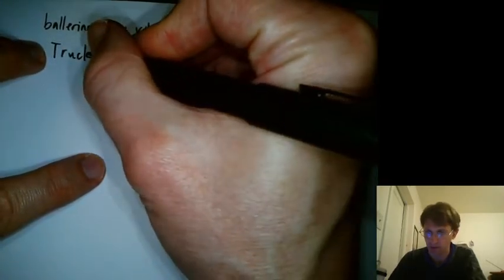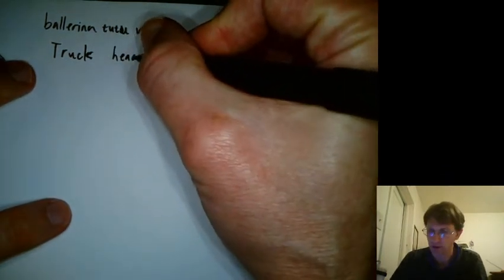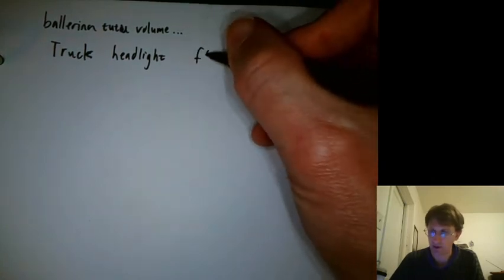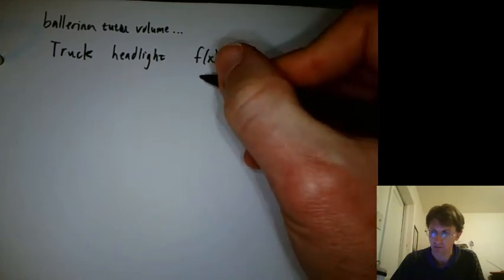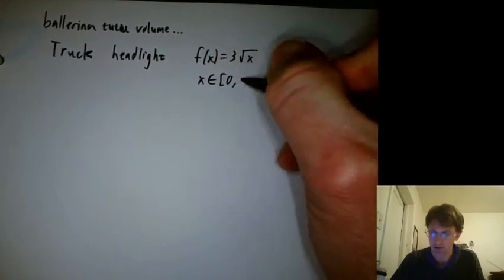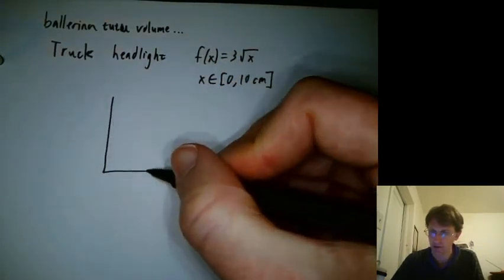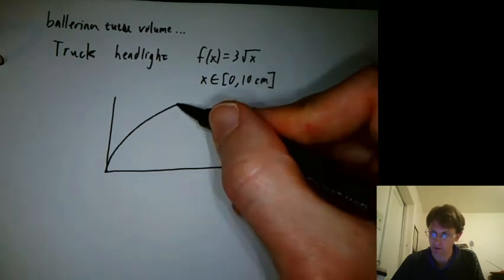Let's do something slightly more serious, industrial, maybe boring. How about a truck headlight? You know, a lot of headlights are filled with inert gas to keep the bulb going longer. So let's say it has the formula f of x equals 3 root x, x in the range 0 to 10 centimeters, the domain 0 to 10 centimeters. So if you draw that function, it looks something like this. It's a sideways parabola.